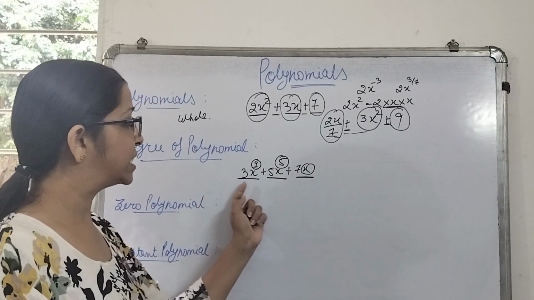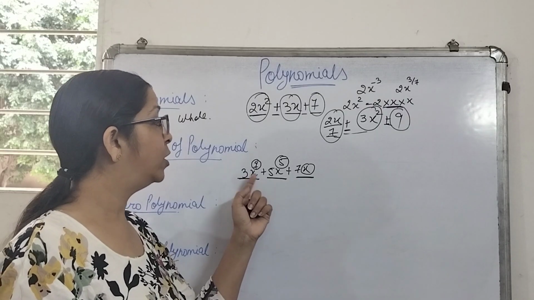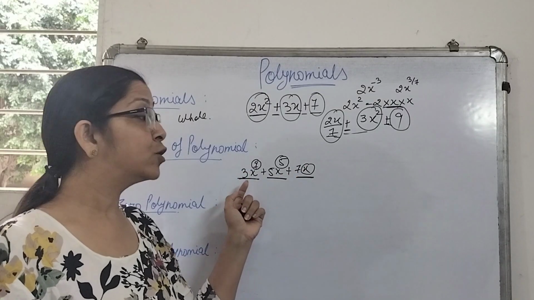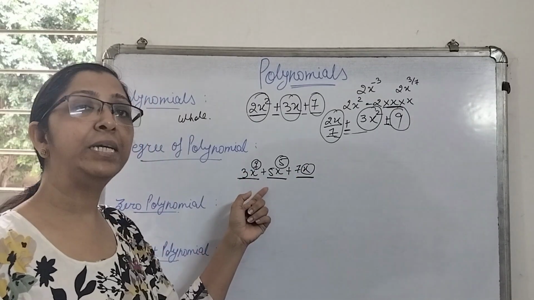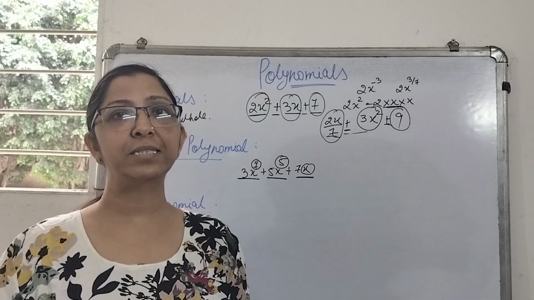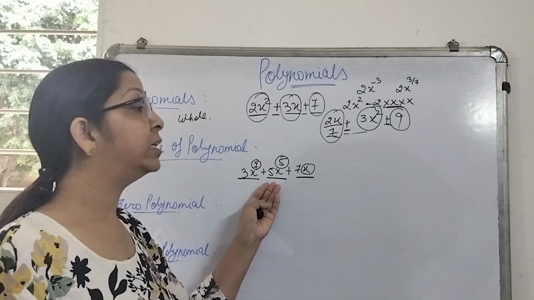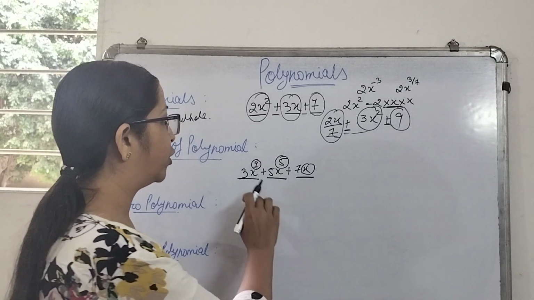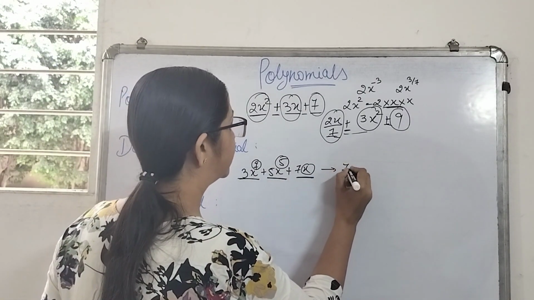So here we can see that the maximum power of the variable is 7. So the degree of the polynomial will be 7. Whatever is the maximum power of the variable in the polynomial, that is the degree of the polynomial. So from here it is clear that the degree is 7.